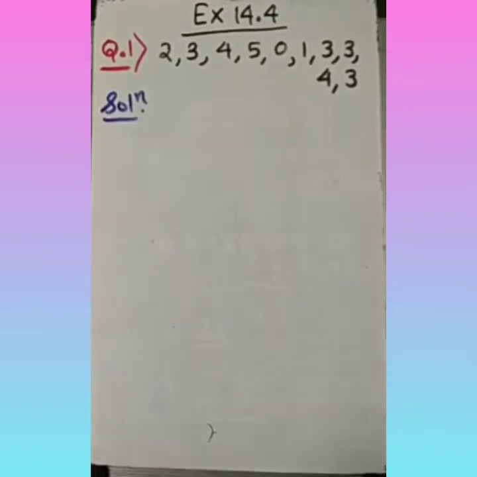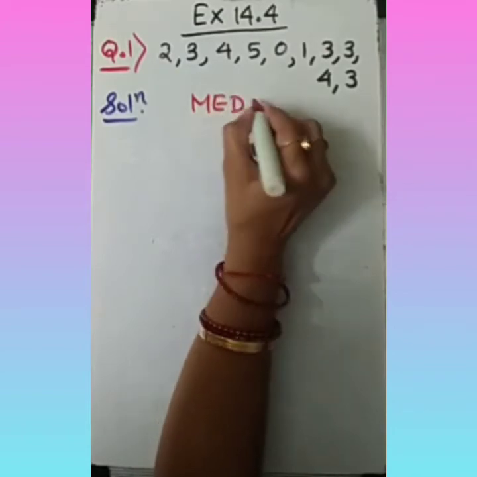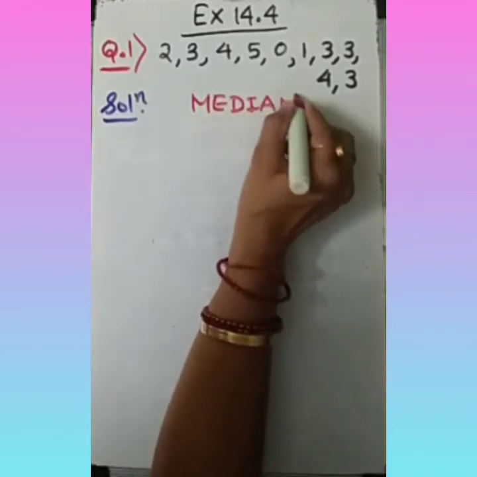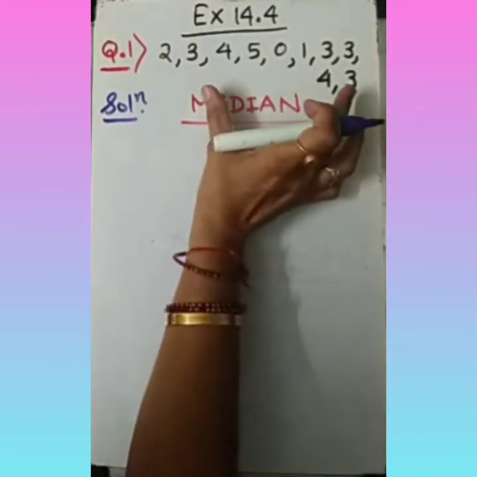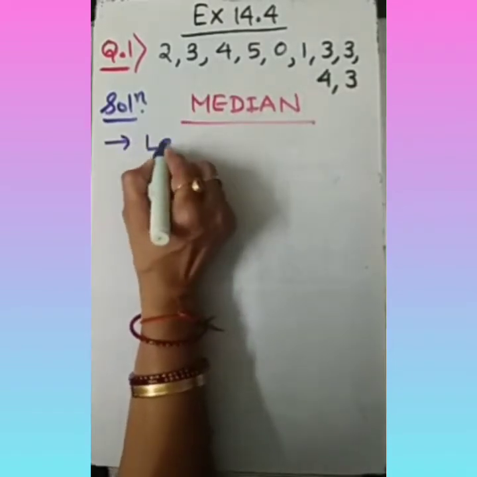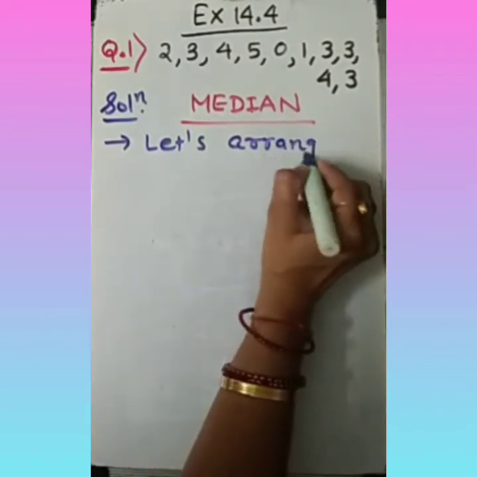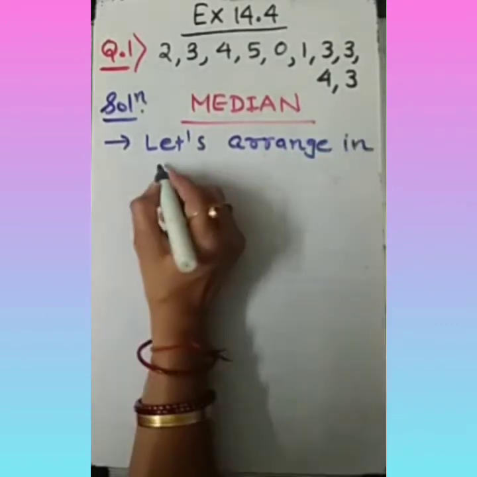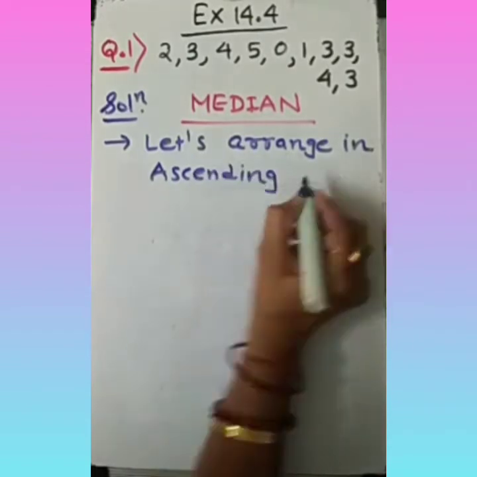My dear student, the second priority which we have to give is to the median. How to find a median we know very well. To find the median, we need to work out whatever data we are given, we need to arrange it in ascending order. So let's arrange the given data in ascending order.